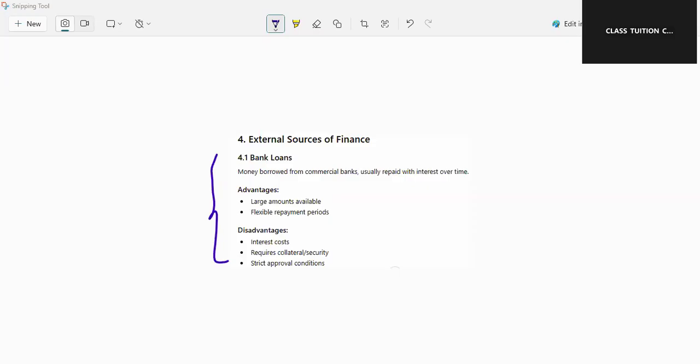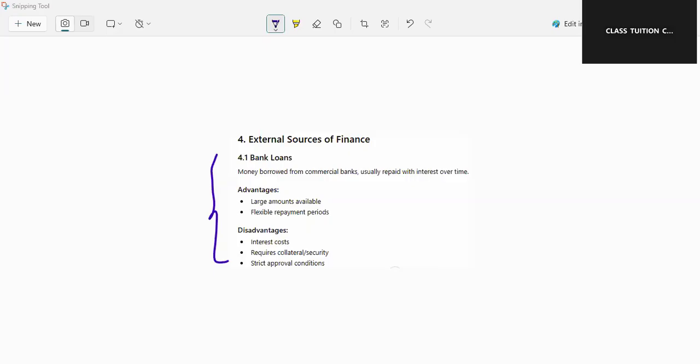About share capital, this is money raised by selling shares to outsiders or other companies. What are the advantages? You don't need to repay it. They come in large bulk and reduce financial risks. The disadvantages are that you lose control and they expect dividends.